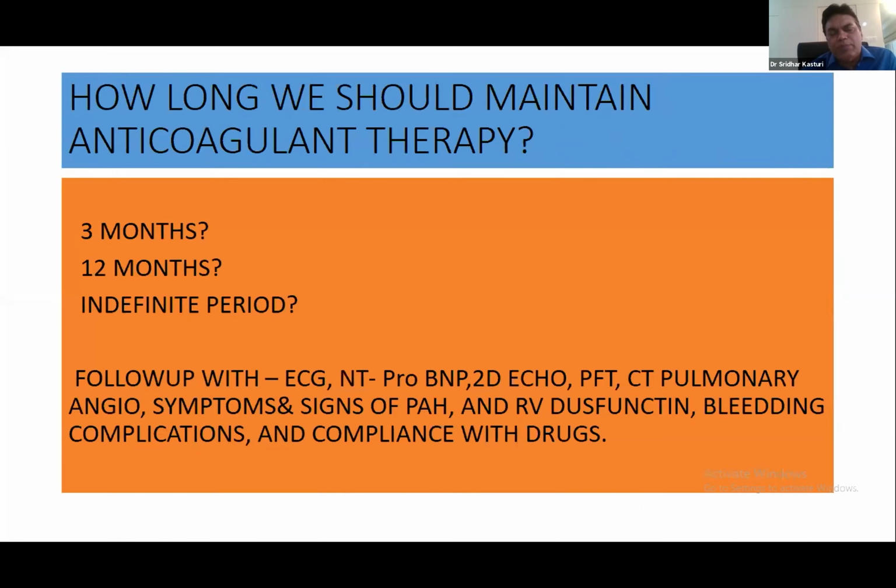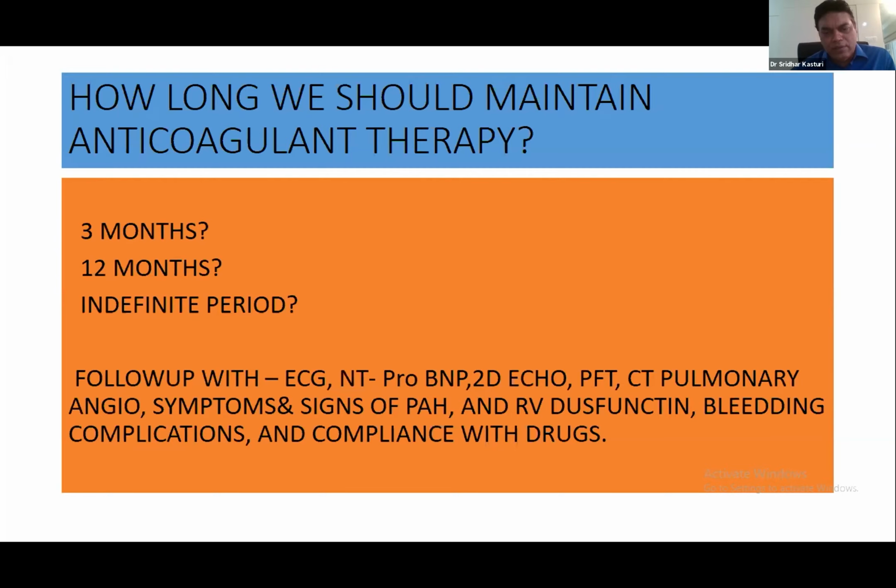So once you treat these patients, when you are discharging, how long should we maintain anticoagulant therapy? Is it for 3 months or 12 months or an indefinite period? During follow-up, always check the ECGs and in between check the NT-proBNP for any RV dysfunction leading to RV failure, and do 2D assessment of the right ventricle and pulmonary function, CT pulmonary angio, and always check for symptoms and signs of any pulmonary artery hypertension and RV dysfunction, any bleeding complications with oral anticoagulants. Another thing, is he taking adequate drugs or not. So compliance with the drugs is very, very important.